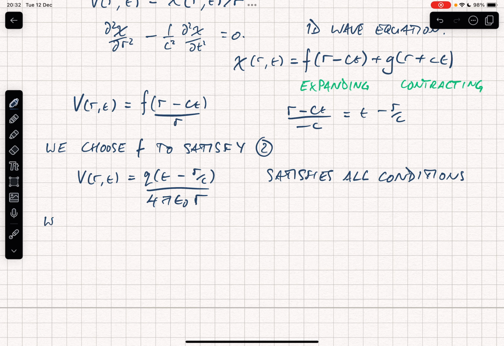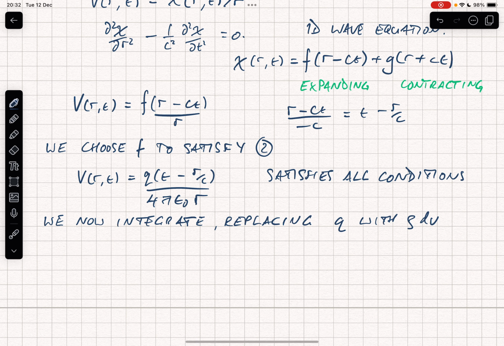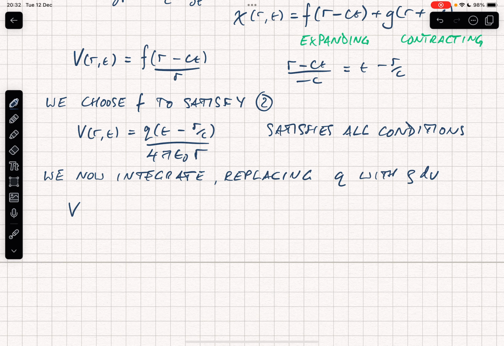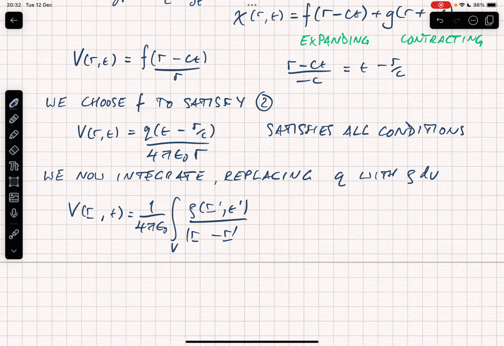Using this solution, we're now going to integrate, and remember that we replace the q with rho dv, and so the final solution for the potential v of r comma t is equal to 1 over 4 pi epsilon naught, volume integral, rho of r prime comma t prime divided by the magnitude of r minus r prime, dr prime, where we've defined t prime is equal to t minus the magnitude of r prime divided by c.